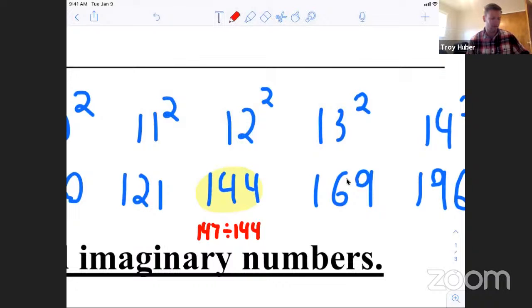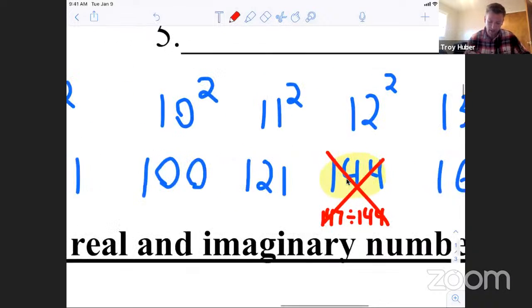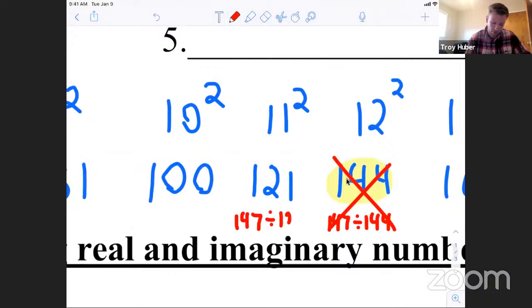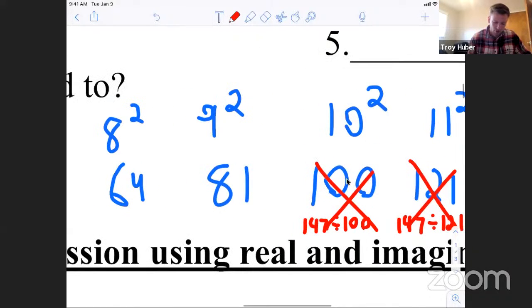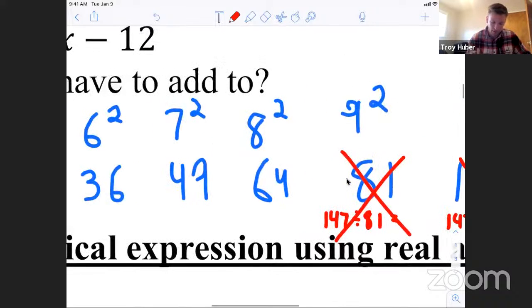Ooh, not so nice of an answer. I got like 1.020833333. Okay, if you get any sort of decimal, that is not the one we want. And then we move to the next one. So now I'm going to do 147 divided by 121. 147 divided by 121 is 1.214. Nope, that one doesn't work. I'm going to do 147 divided by 100, still a decimal. Nope. I'm going to do 147 divided by 81, still a decimal. Nope. Let's try 64. 147 divided by 64. Nope.